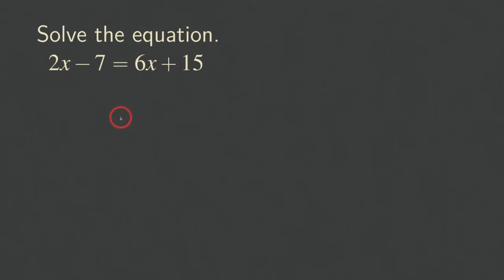Hello everyone, let's look at a linear equation here. We have 2x minus 7 equals 6x plus 15. So when we are solving linear equations, we will want to get all the x terms to one side and then all the terms without the x on the other side.